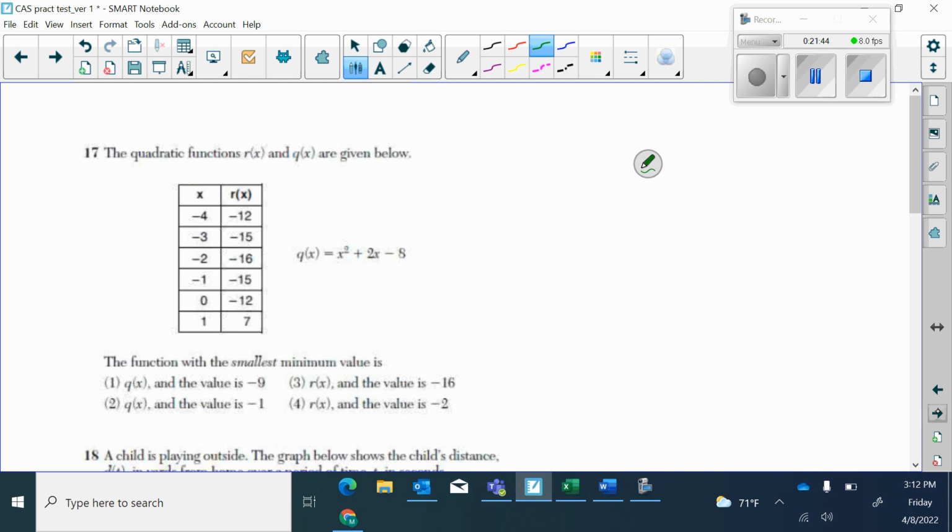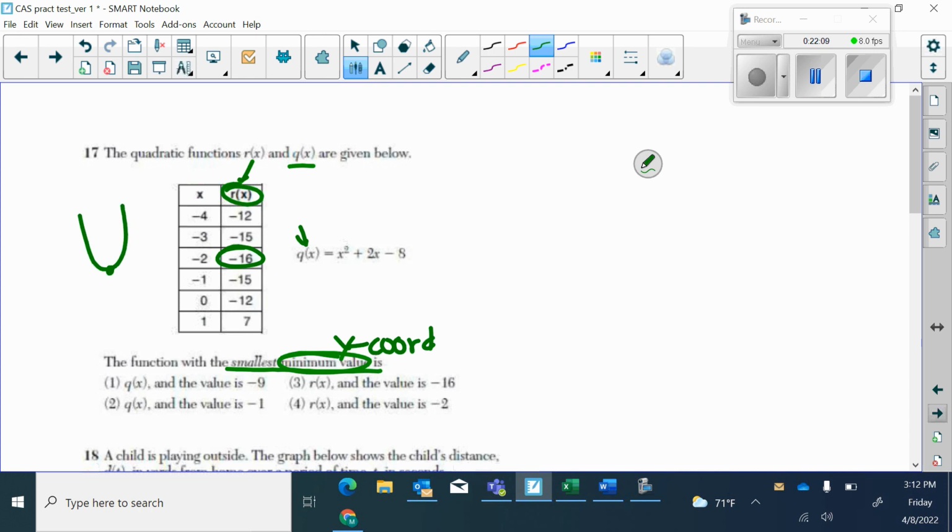All right, the quadratic functions are given below. 2 different functions. Q of x right here, so this is obviously r of x, as you see right there. Which function has the smallest minimum value? Remember, that's the y coordinate. Whenever they ask minimum value, it's the y coordinate, not the x. Okay, so right here we can see that it's always going to occur at the vertex, right? The minimum value is at the vertex, so it's negative 2, negative 16 for that vertex opening up.